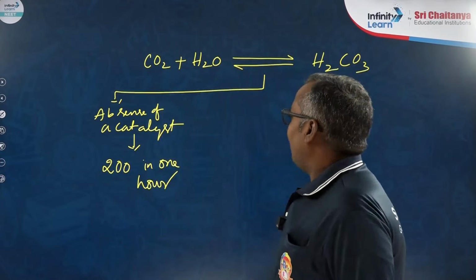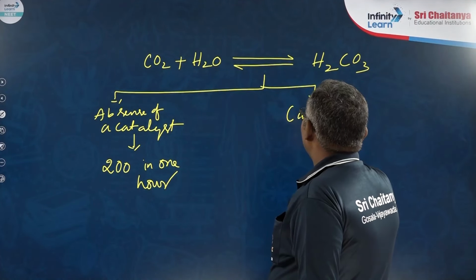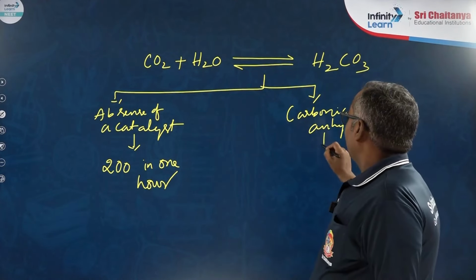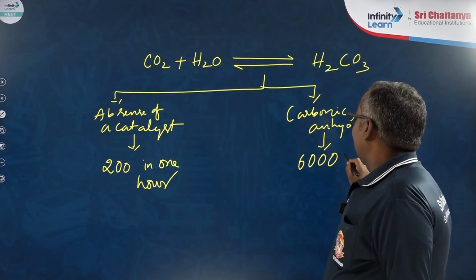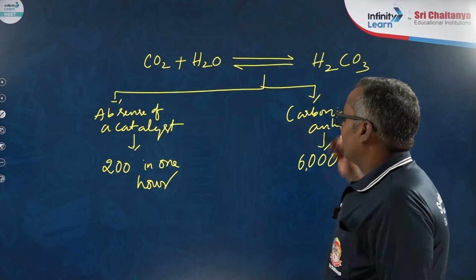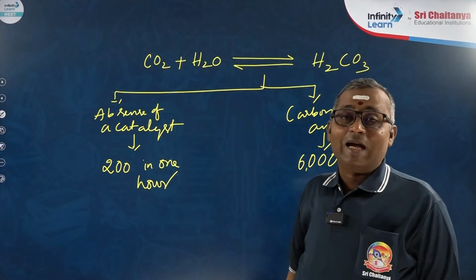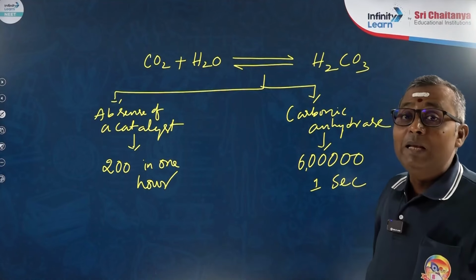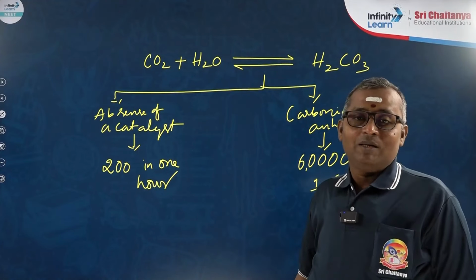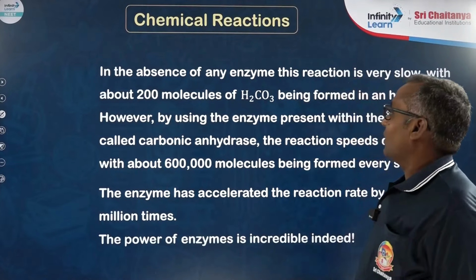Whereas, in the presence of a catalyst called carbonic anhydrase, it is possible to get 6 lakhs of H2CO3 molecules just in 1 second. That means here the rate is accelerated by 10 million times. That is the power of an enzyme. So, the power of an enzyme is extraordinary. That is very important.